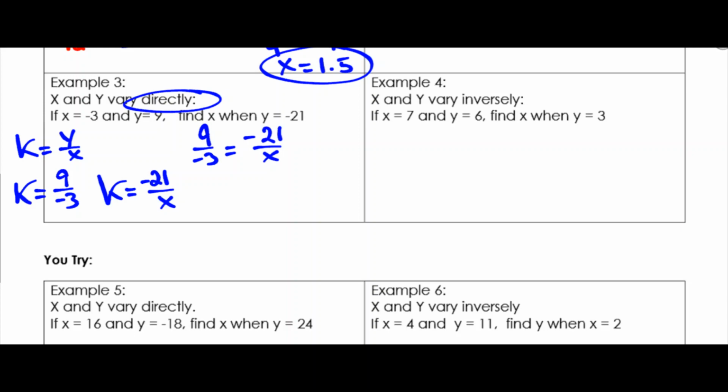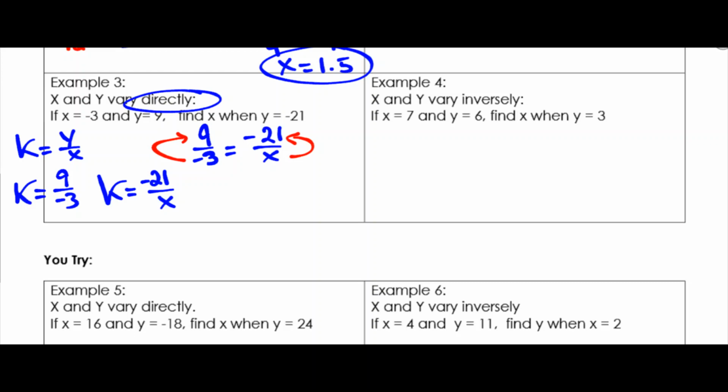Honestly, I wouldn't be surprised if you already see the x value that has to go in there. This is another natural way to think about it. I'm thinking about going from this to that. What's happening? So going from negative 3 up to 9, I'm multiplying by negative 3. So going from something up to negative 21, I can almost just guess and figure out what that number is.